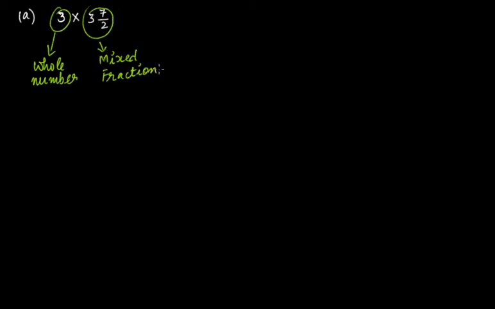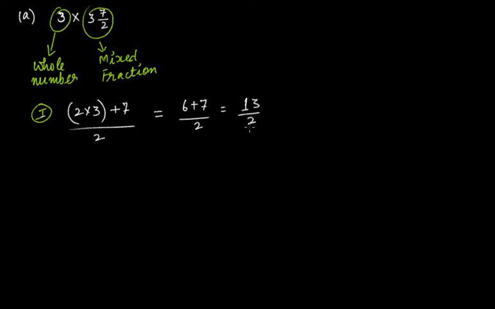Whenever you have to multiply a whole number with a mixed fraction, the first step would always be to change this mixed fraction into an improper fraction. So this will be 2 times 3 plus 7. That is, first you multiply 2 with 3 and then add 7, that is the numerator, to this multiplication and keep the denominator as it is. This will be 6 plus 7 by 2. This will be 13 by 2.